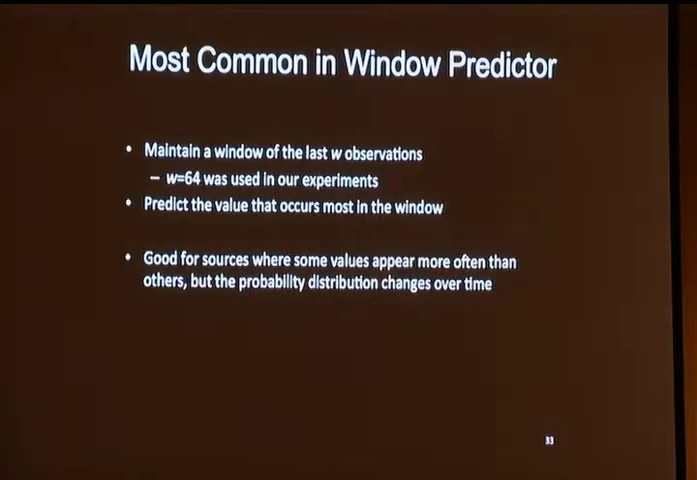The most common in window predictor basically stores a window of the last W samples and calculates the most common value based on that, and then it predicts this value as the next upcoming sample value. W is selected as 64 in our experiment. It's good for sources where some of the values appear more frequently than others, but the probability distribution changes over time.